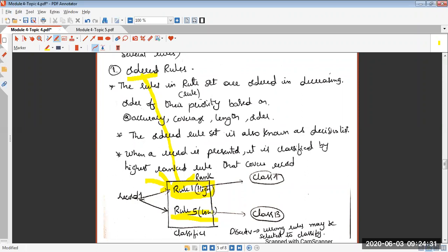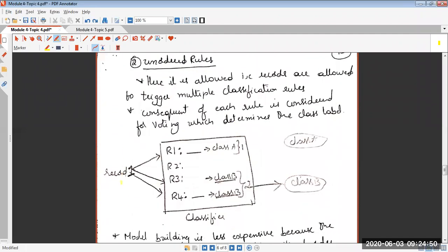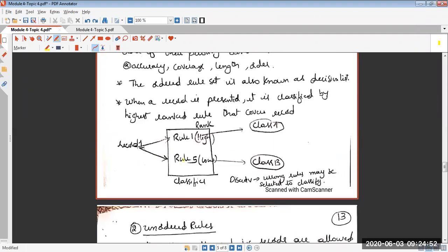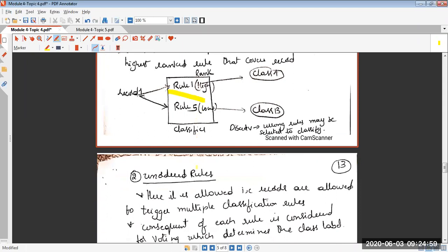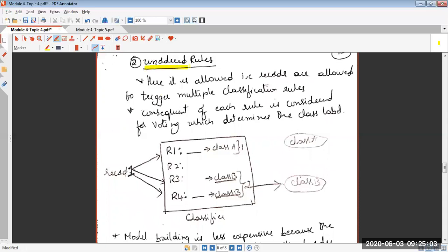Now, will this help resolve the conflict or issue? Yes, definitely. You give a new record, the same situation. Now this new record will be taken to class A in this situation, because rule 1 has high priority. So this problem was resolved along these lines. We saw this is not the best way of doing it, because we need a huge amount of computation here to check the attributes related to the rule and so on. So we have one more way, the unordered rule.